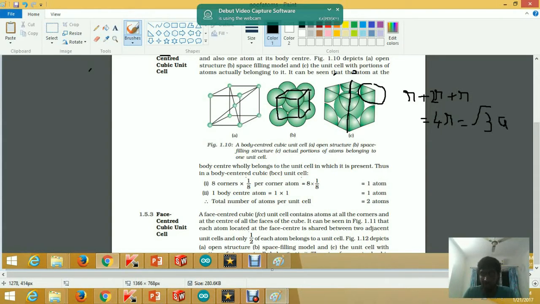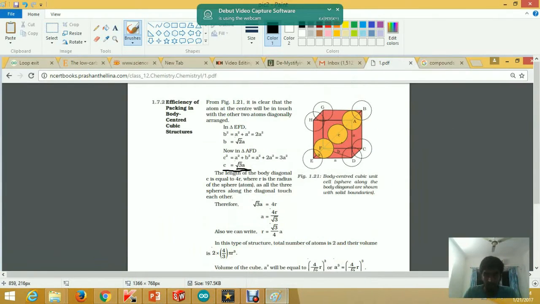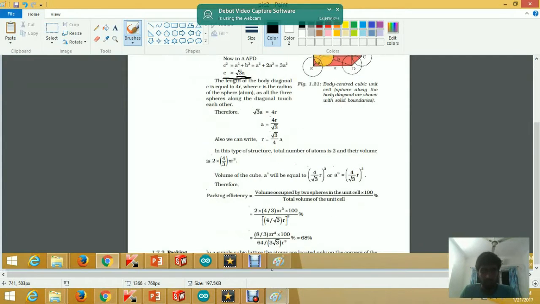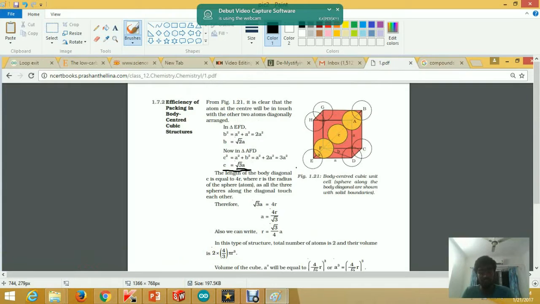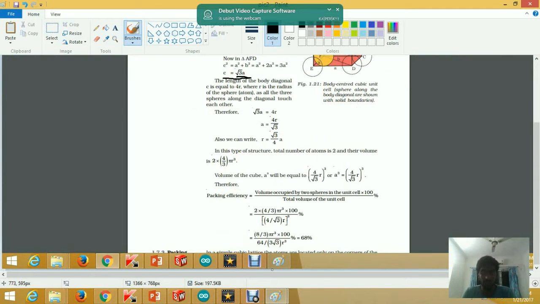Pardon my handwriting still. So we get this particular equation, root 3a equals 4r, by imagining that we are going to travel from one corner of the cube to another corner that is placed diagonally. So now the packing efficiency's definition is again a very simple one.